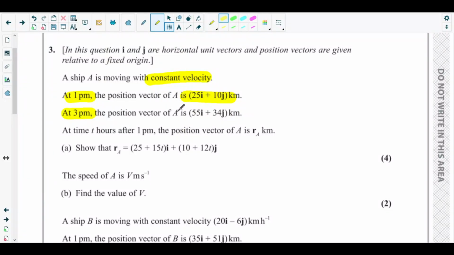At 3 p.m., the position vector of A is 55I plus 34J kilometers. This is the final position after 2 hours. At time t hours after 1 p.m., the position vector of A is R_A kilometers. Part A asks us to show that R_A equals (25 plus 15t)i plus (10 plus 12t)j. We need to find the position vector of ship A.